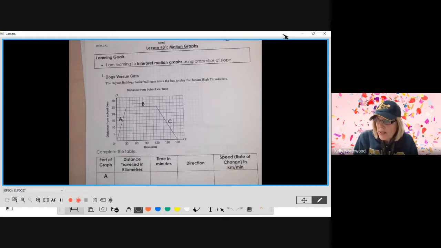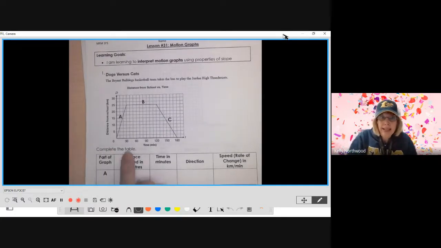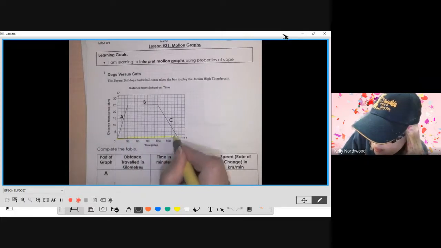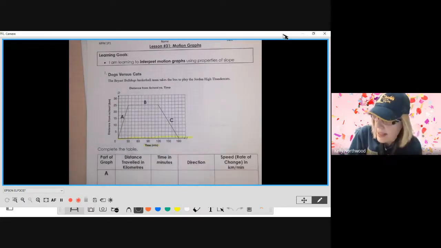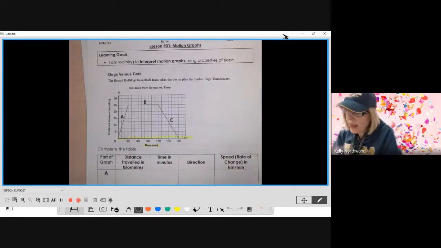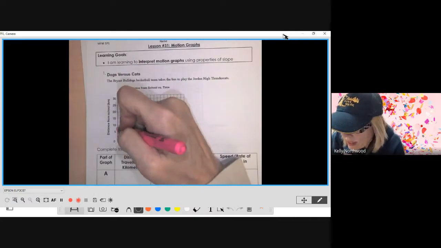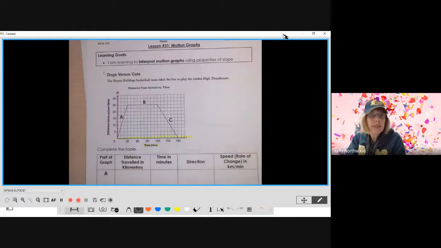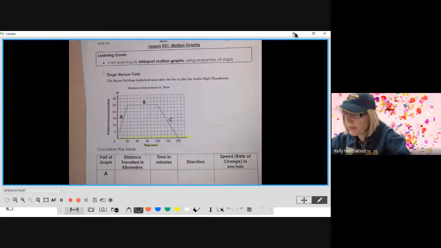Okay, so the first question, dogs versus cats. The Bryant Bulldogs basketball team takes the bus to play the Jordan High Thundercats. So that's all it says there, and then it says complete the table. So all the information we need should be on the graph. So let's do our axes first. Always look and see what your horizontal one represents. It's the time in minutes. And then always look and see what your vertical axis represents. It's the distance from school, in kilometers.